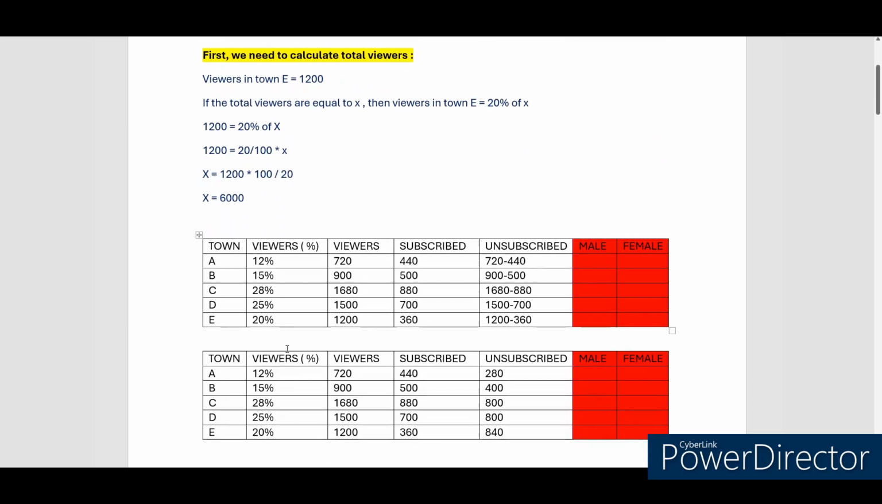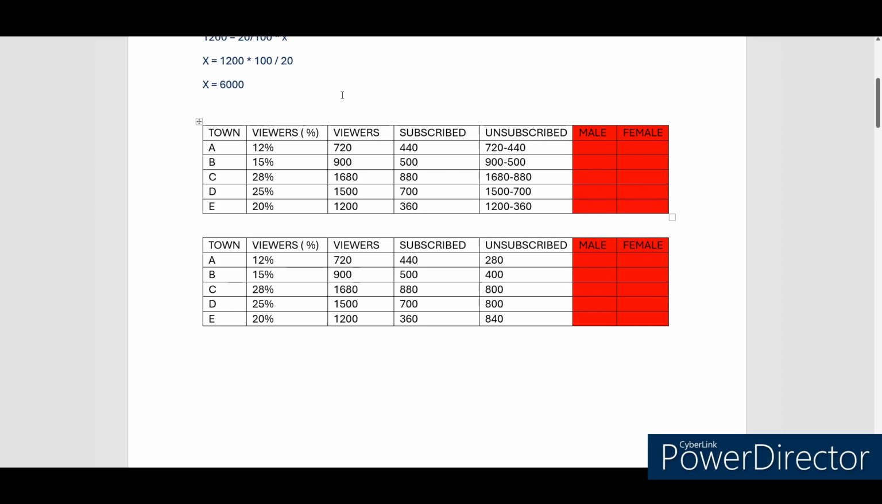Once you know the total viewers, you can calculate the viewers for each town by multiplying the percentage with the total number of viewers. That is 6000 multiplied by 12% in the case of town A, and 15% multiplied by 6000 in the case of town B, and similarly for town C and town D. So you have the total viewers for each town now.